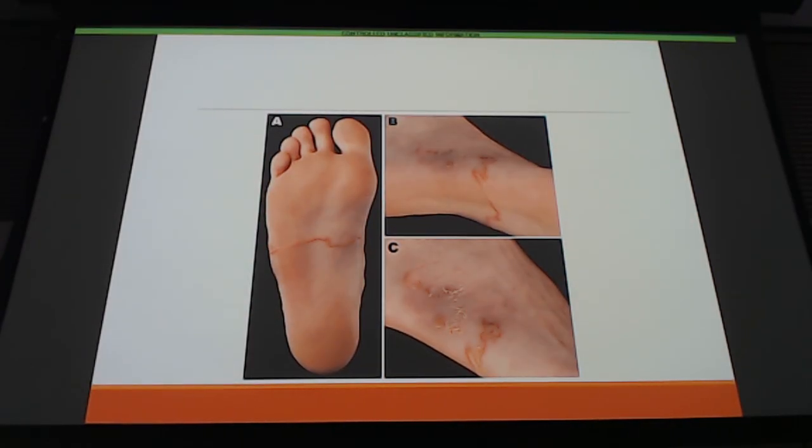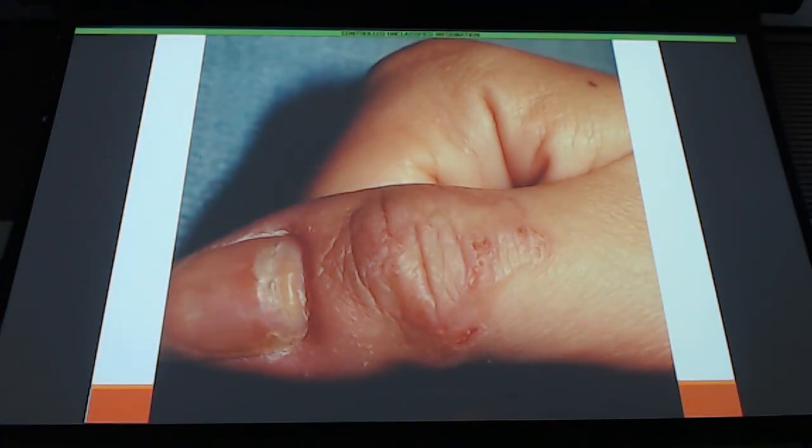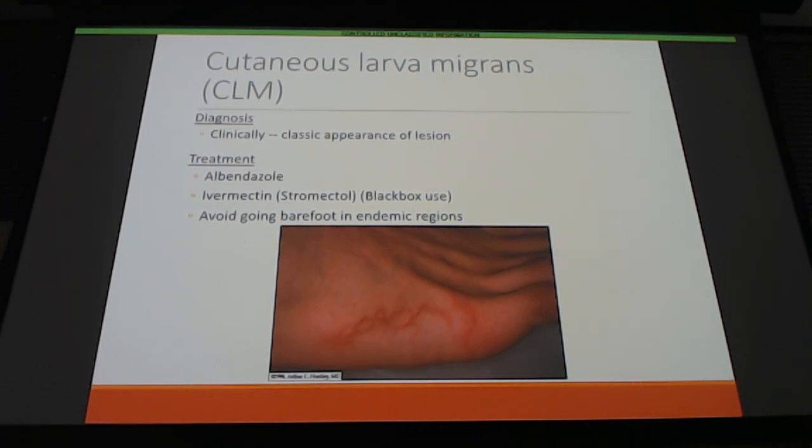Okay? So this is kind of what it looks like. It's very telling. This is a clinical diagnosis. If you look at this, it's your serpiginous little S-shaped tract that this thing makes right under your skin. Right? You can just see it. So this is very telling. It's a narrow, burrowing larva under your skin. Here's another one. This one's a pretty decent looking one right there.